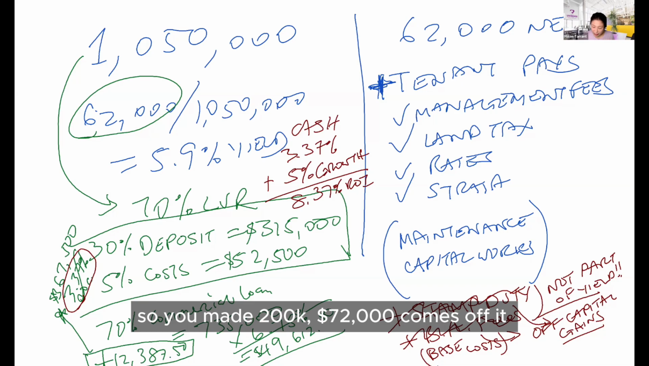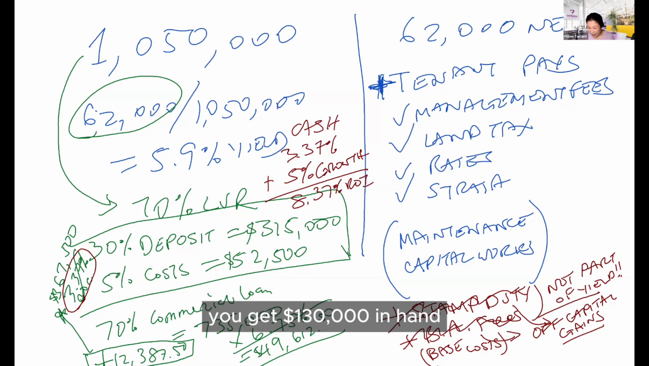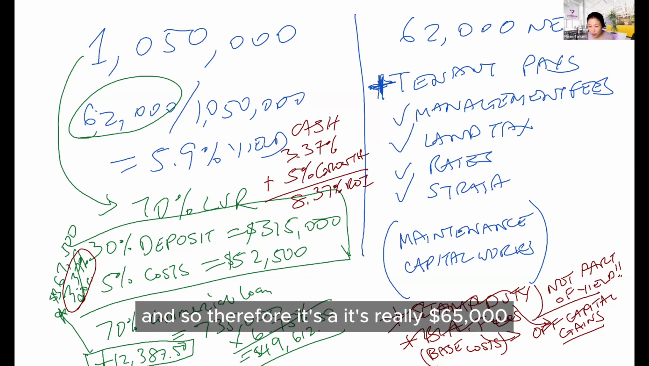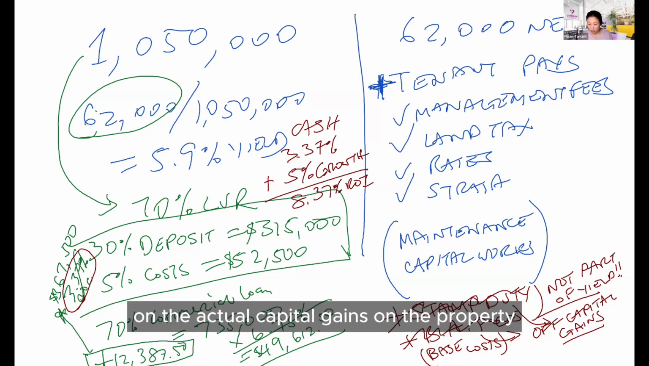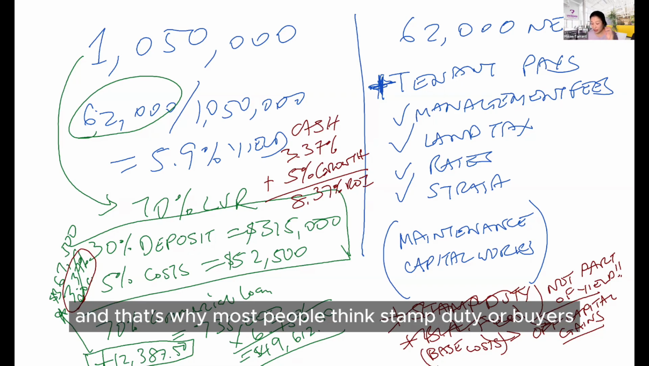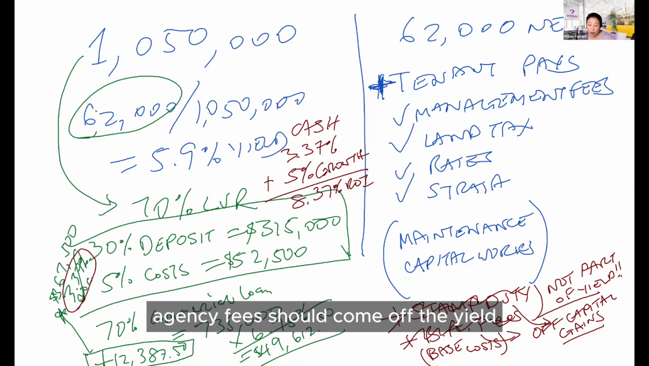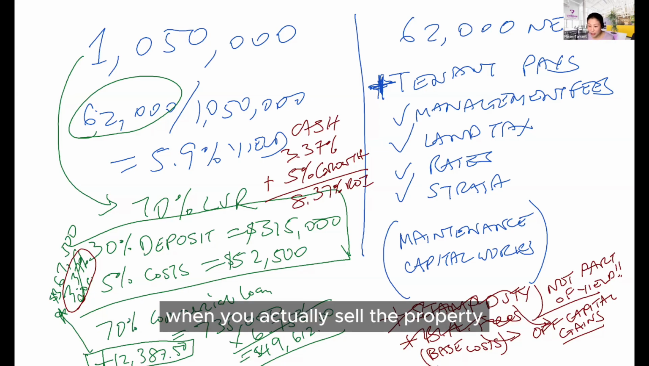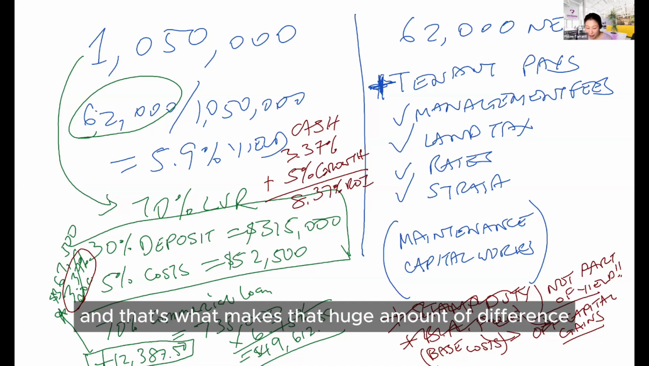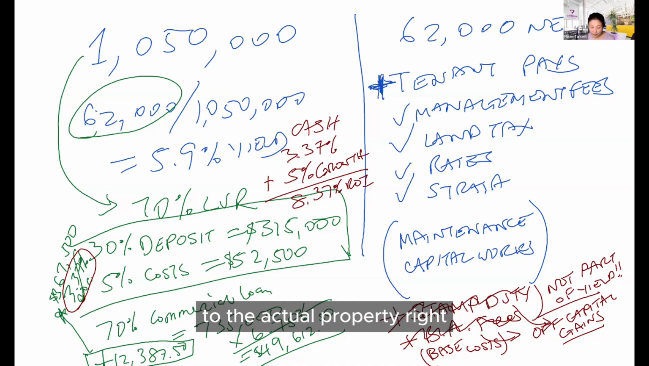So you made 200K, if $72,000 comes off it, you get $130,000 in hand, you get a 50% capital gains discount, and so therefore it's really $65,000 you need to put on your tax return or distribute it through your family trust, which means you ultimately end up paying very little tax or no tax at all on the actual capital gains on the property. And that's why most people think stamp duty or buyer's agency fees should come off the yield, but it's not coming off the yield. It needs to come off the base cost in the future when you actually sell the property. And that's what makes the huge amount of difference to the actual property, right?